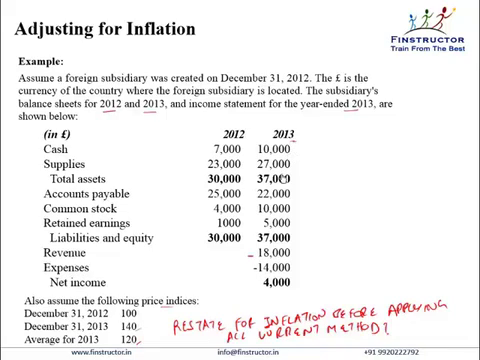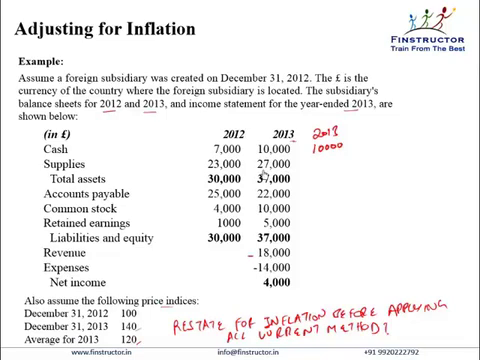So we'll start with the balance sheet first. Cash is a monetary asset, so it will not be restated. For 2013 also, the cash would remain 10,000 in the restated balance sheet. The supplies have gone up from 23,000 units to 27,000 units, that is the British pound. So the supplies or the inventories need to be adjusted for inflation, and we need to calculate the current value.